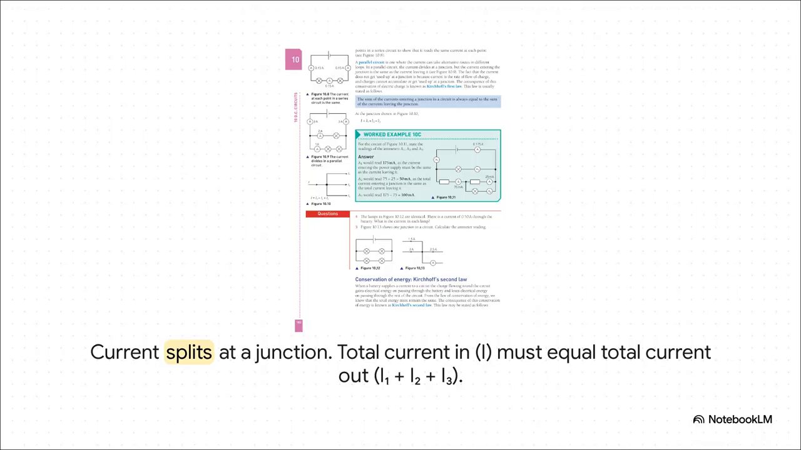Take a look at this picture. It's a perfect example. You've got this total current, let's call it I, flowing into that point. And then it splits. Some goes down path 1, some down path 2, and some down path 3. But here's the key. Because charge is conserved, if you add up the currents in those three branches, I1, I2, and I3, it has to perfectly equal the total current I that came in. No charge just vanishes at the intersection.